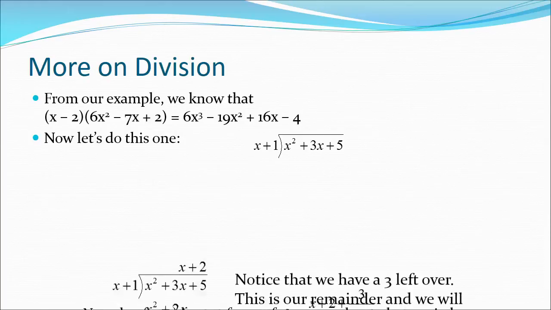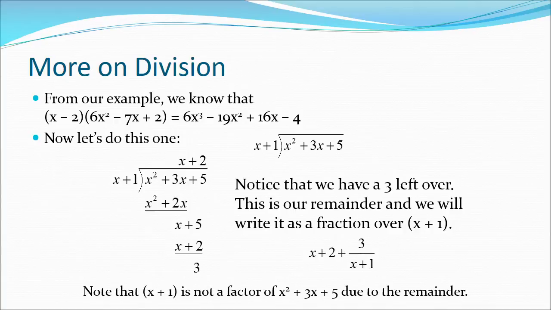And when we subtract, as we see here, we have 3 and nothing left to bring down. Well, we have a remainder of 3, just like with regular division. And just like with regular division, we're going to write it as a fraction over the divisor. So it's going to be x plus 2 plus 3 over x plus 1. And this also tells us that x plus 1 is not a factor of x squared plus 3x plus 5 because it has a remainder. And factors must divide evenly.